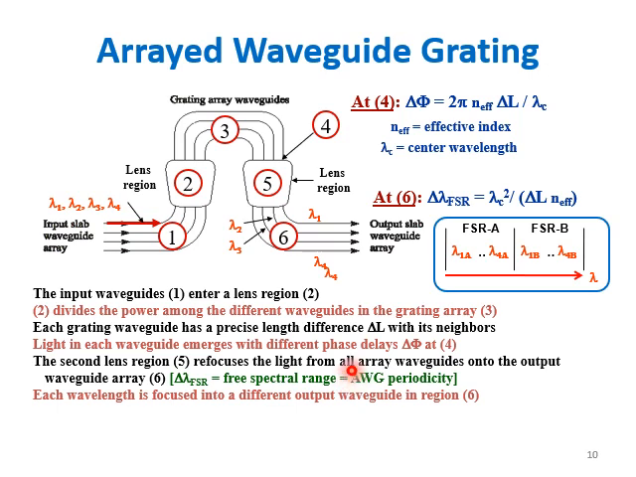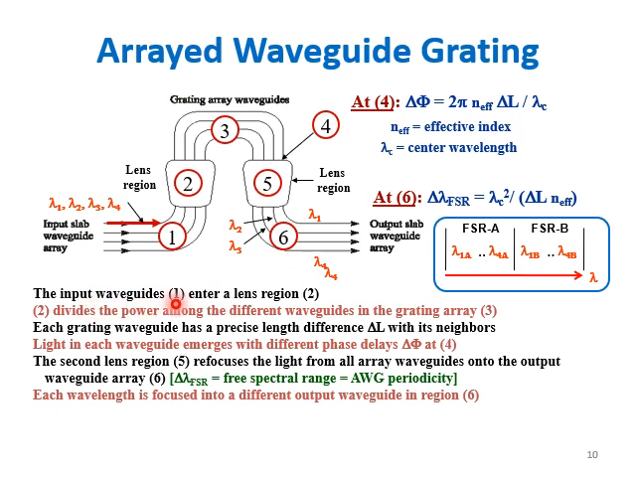So we defined in this particular diagram the regions 1, 2, 3, 4, 5, 6. Regions 2 and 5 are the lens regions, which can also be called the planar star couplers, and region 3 is the grating array waveguides. Regions 1 and 6 are defined as the input and output slab where the waveguide array is observed. So what is going to happen?